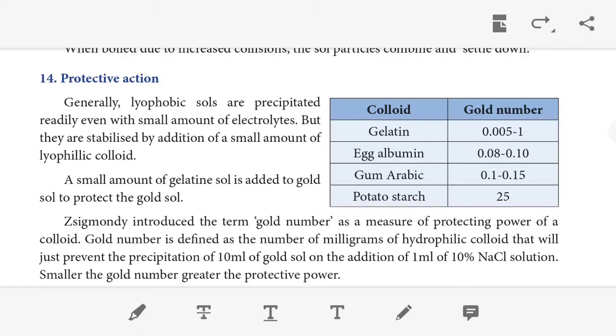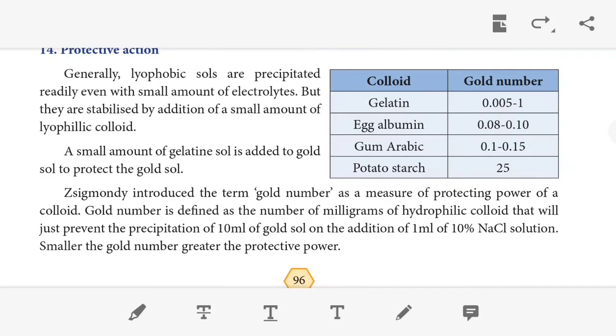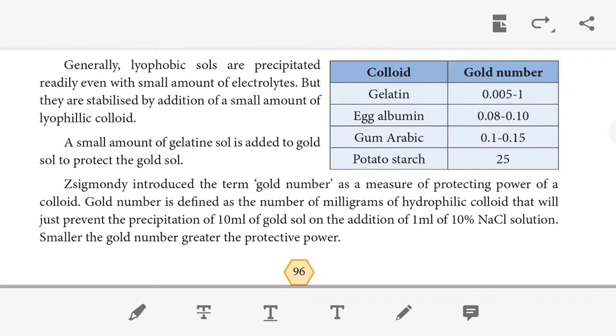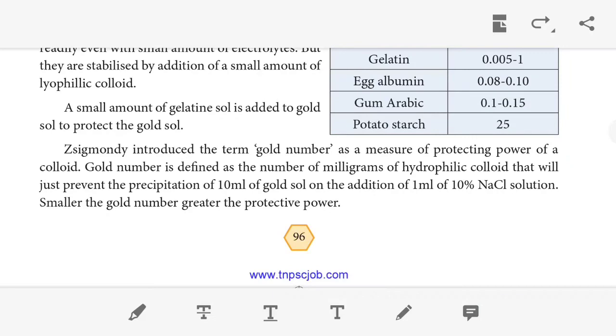Okay. So a small amount of gelatin is added to the gold sol to protect the gold sol. Zsigmondy introduced the term gold number. What is meant by gold number? A measure of the protecting power of a colloid.